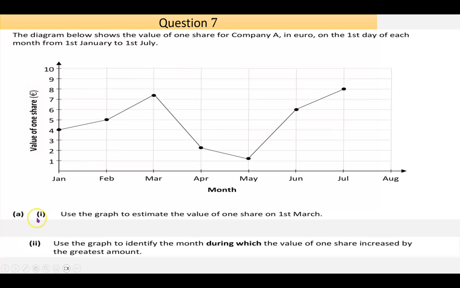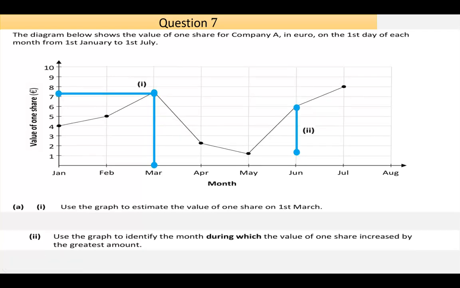Now part A, part 1 says use the graph to estimate the value of one share on the 1st of March. So the beginning of each month is the 1st of March. So I'm going to estimate the price there as being €7. Okay, now it's a little bit off. You can maybe make 7.1, but 7 should be within the range.